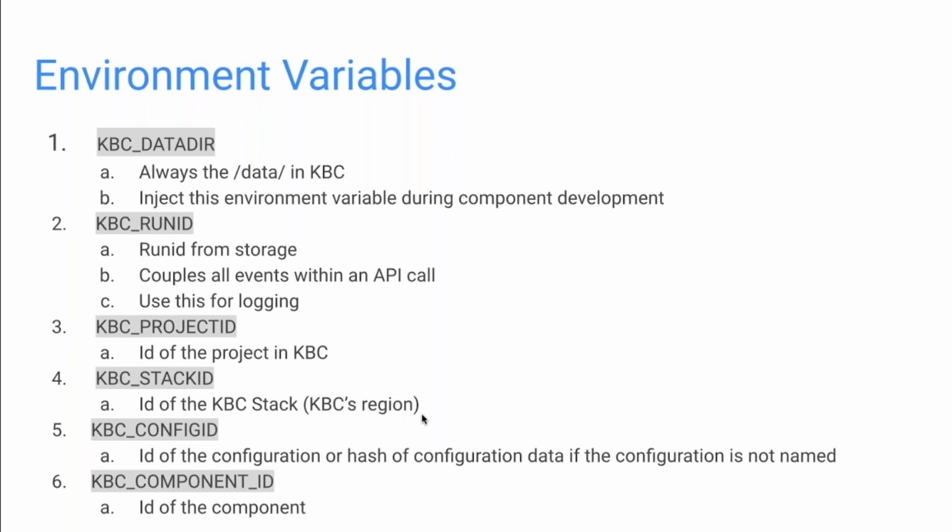Number 5 is KBC_CONFIG_ID. The ID of the component configuration, or a hash of the configuration data if the configuration is not named. Number 6, the ID of the component, is essentially the ID you see in the developer portal.